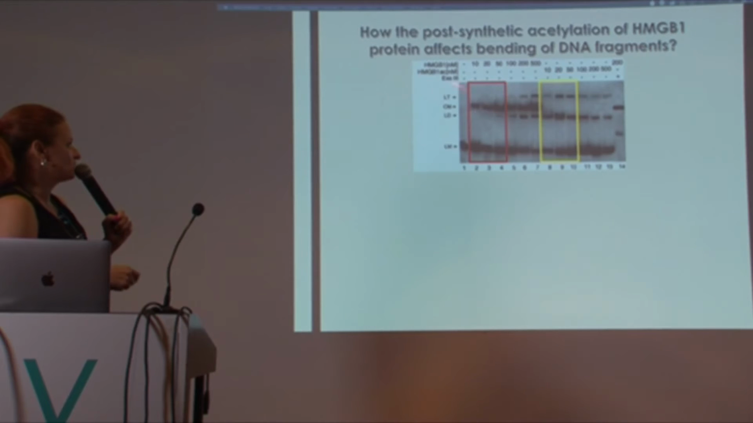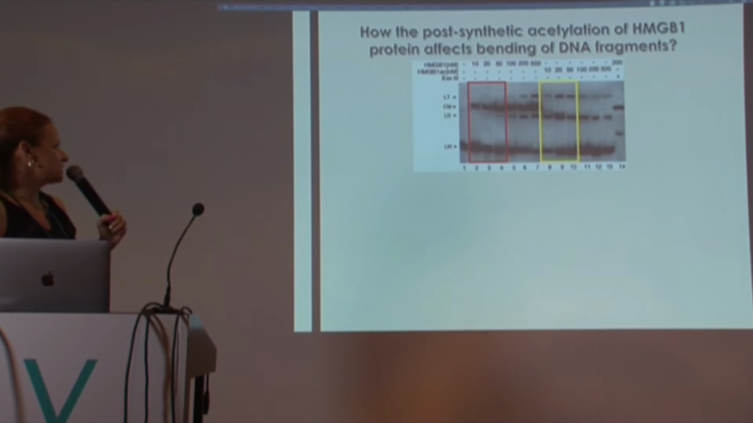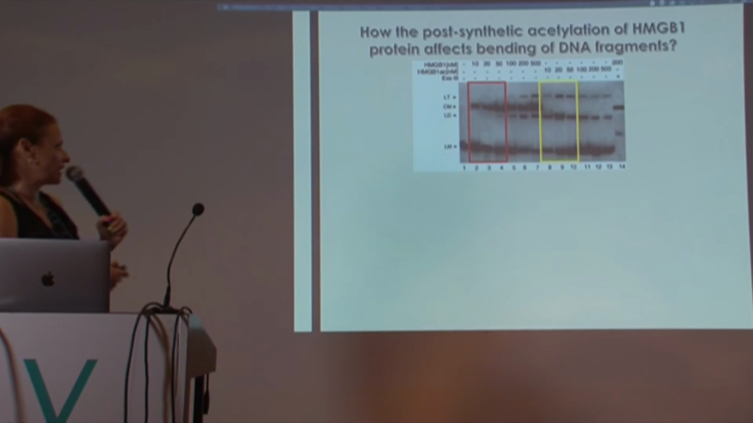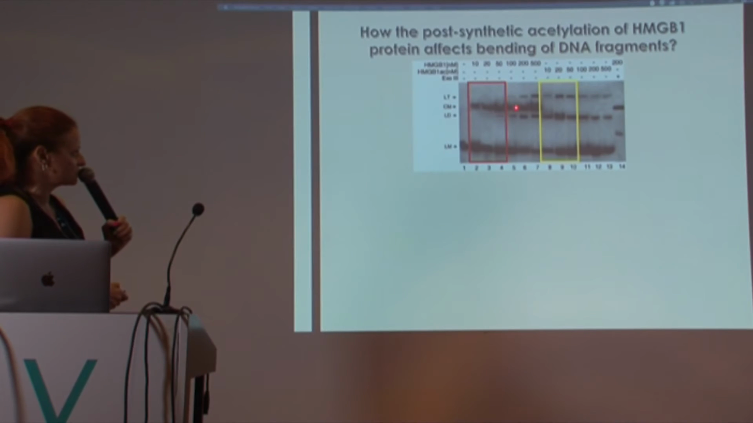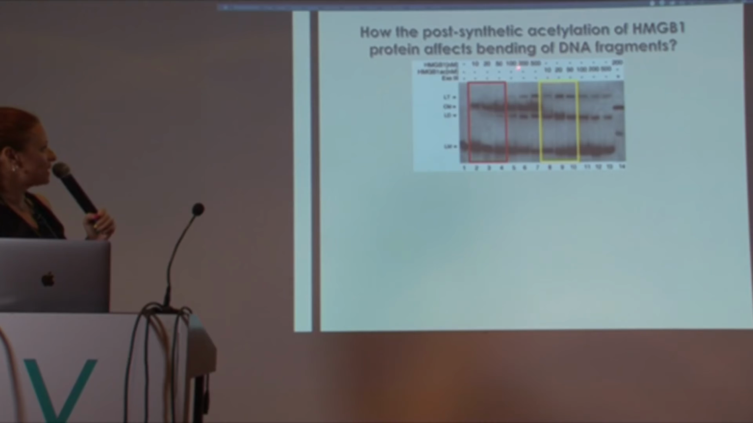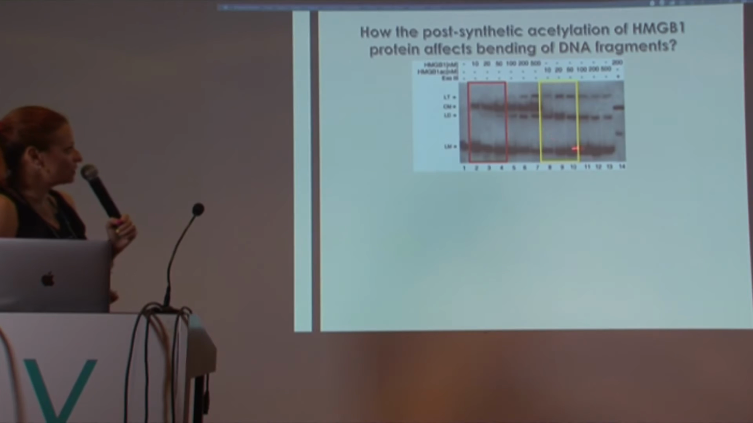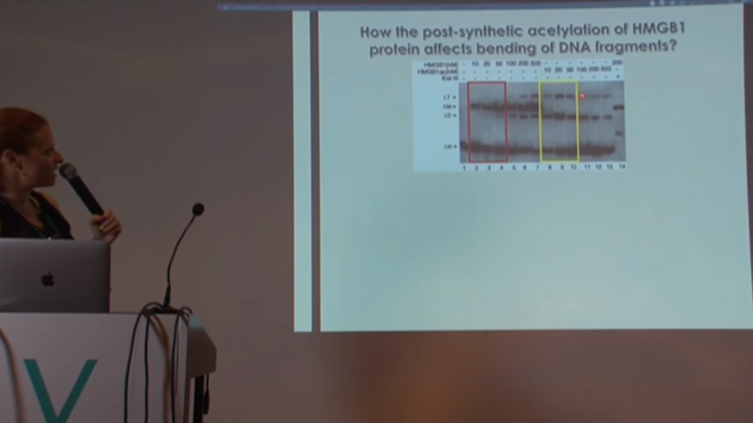So here we used a 97 bp piece of DNA, and in the presence of ligase, we obtained those circles, which increase in a concentration-dependent manner in the presence of non-modified protein. But when we put the acetylated one, we didn't see any circle. Instead, we obtained those dimers and trimers, which was kind of okay.